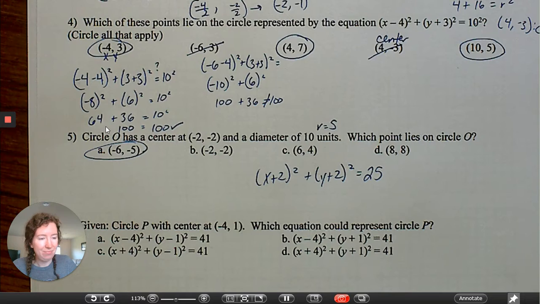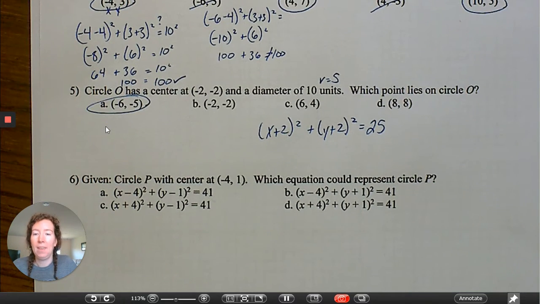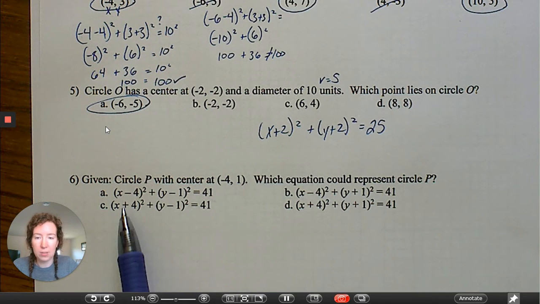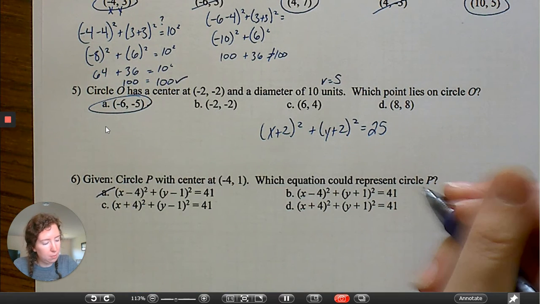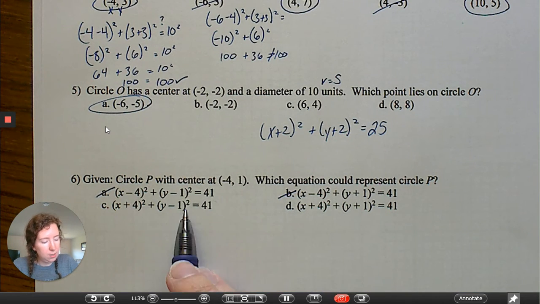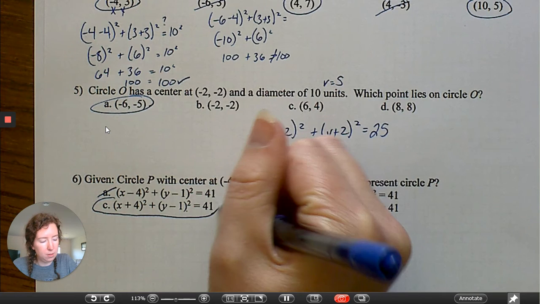A. Now, last example. If my circle has a center at -4, 1, which equation could represent the equation of circle P? So it looks like they're giving me some arbitrary r squared. Since all the r squareds are the same, I'm just looking at the first half of the equation to see which one matches. So if it's -4, we know it's going to be opposite of +4. So it can't be that one, it can't be that one.